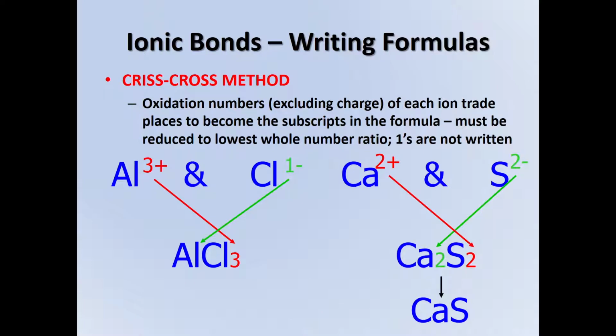There's a nice crisscross method for doing this. We write the oxidation numbers, including charge, of each ion and trade the places to become subscripts in the formula. It must be reduced to the lowest whole number ratio, and ones are not written. If you learn this crisscross method, it makes it very simple. For example, calcium and sulfur: calcium is 2 plus, sulfur is 2 negative. When we crisscross, we have 2 2's. These 2's can be divided and simplified so that we have a 1-to-1 ratio. Does that make sense?